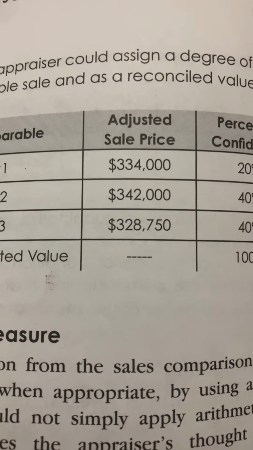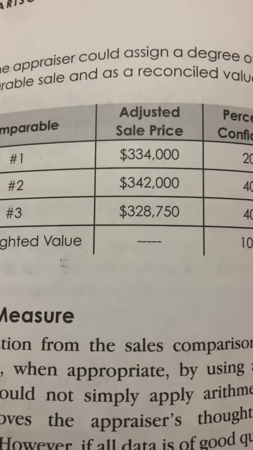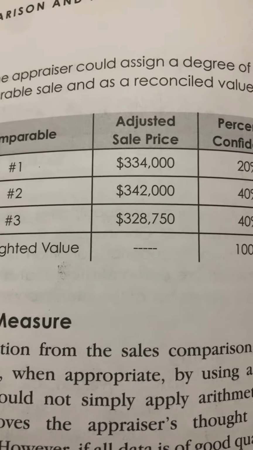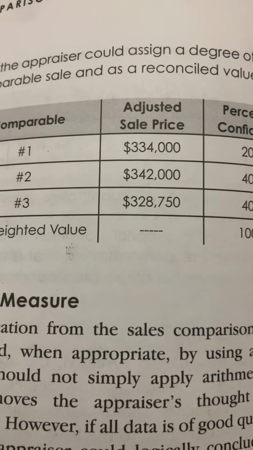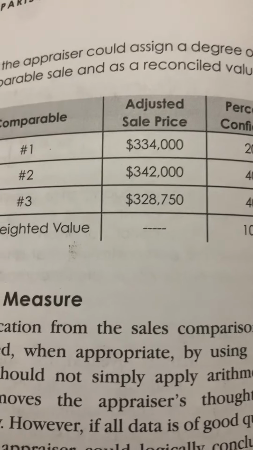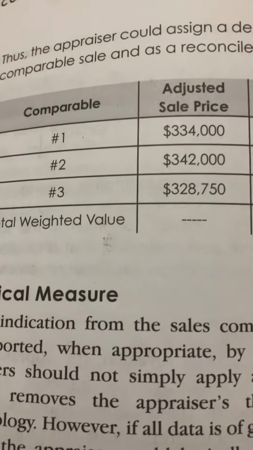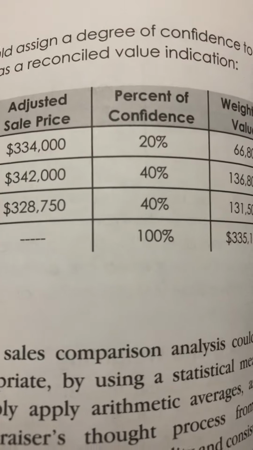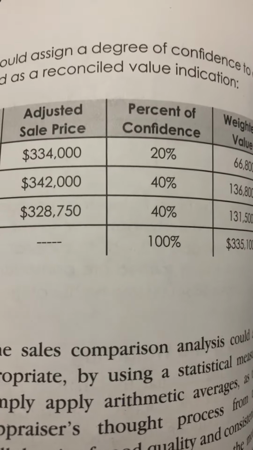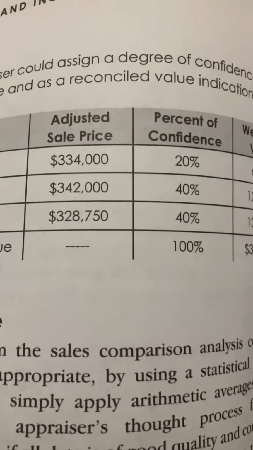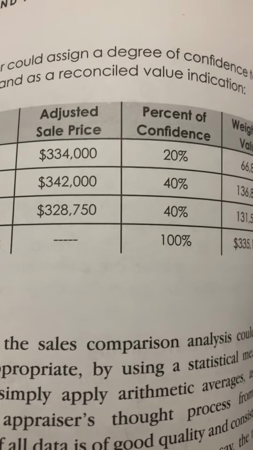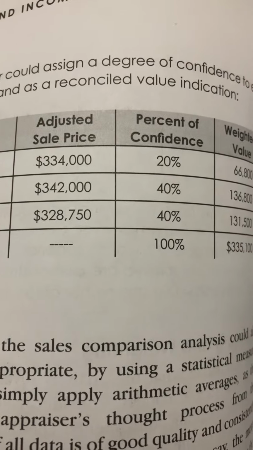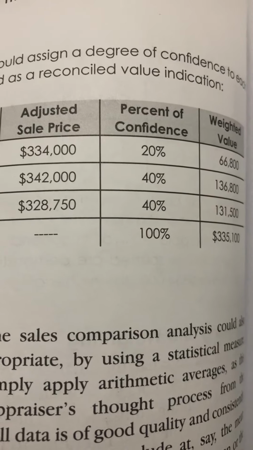Your adjusted sale prices. Comp 1 was $334,000. Comp 2 was $342,000, and Comp 3 was $328,750. Percentage of confidence. So this appraiser gave 20% confidence in Comp 1 and an equal 40% for Comp 2 and 3.